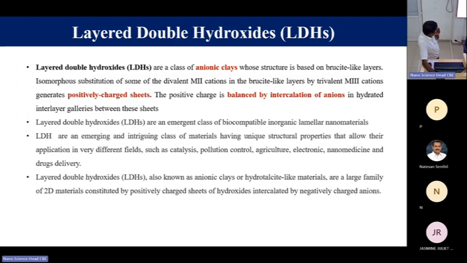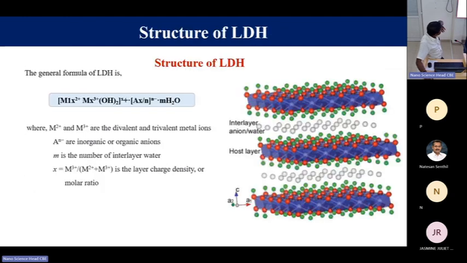Okay, this is the layered double hydroxide. This is the most recent material in the two-dimensional materials. We are using this layered double hydroxide for splitting water into hydrogen and oxygen. I can explain the structure in the next slide. Next slide. Okay, this is the layer structure.